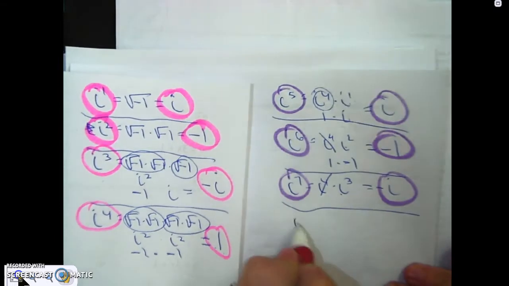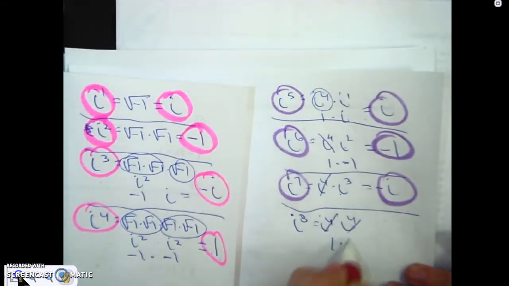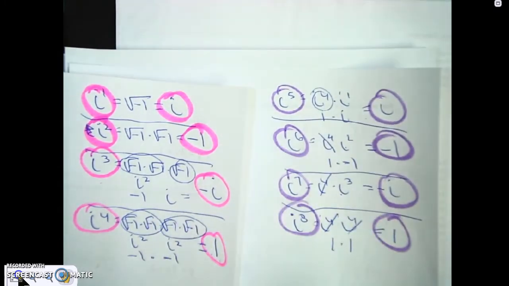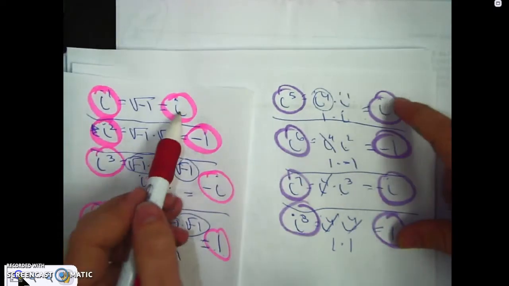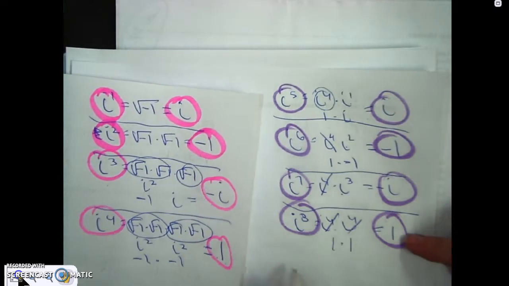i to the eighth is i to the fourth, i to the fourth. And that's 1, and that's 1, so that's 1. So what are you noticing that's happening each time? i, negative 1, negative i, 1. Each time you're dividing out 4.